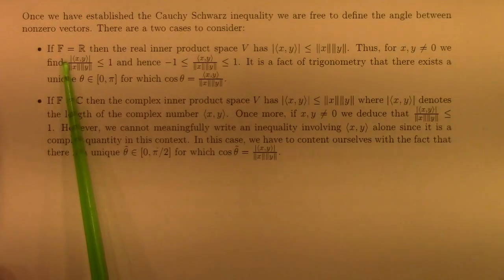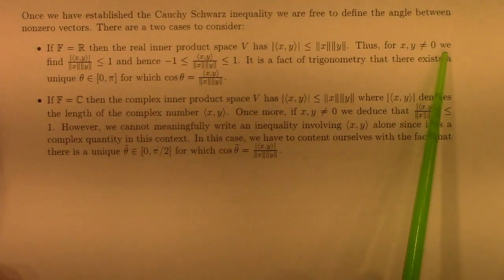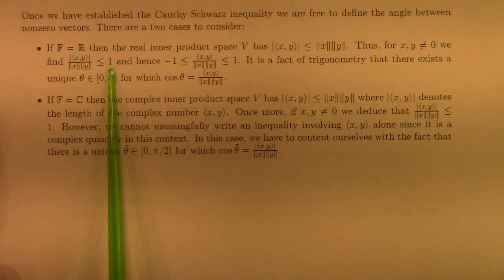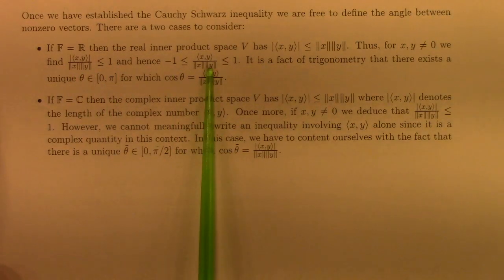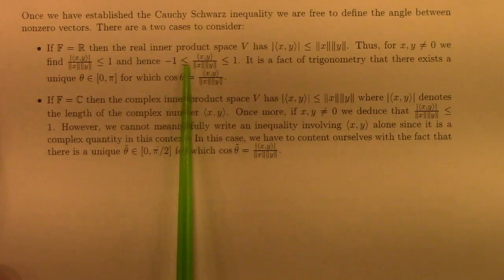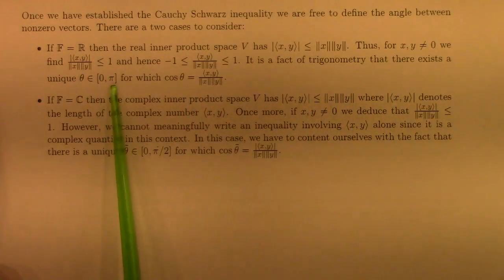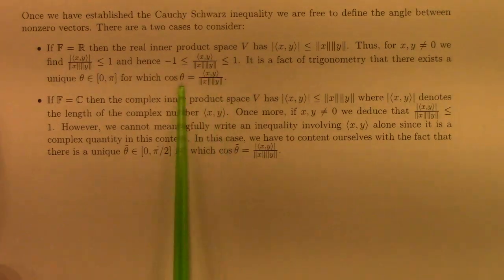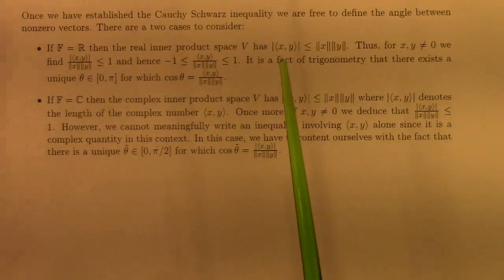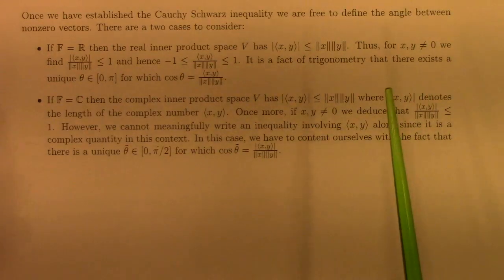So if we're working over the real field, then we have, of course, the Cauchy Schwarz inequality, and so for x, y not equal to 0, we have that the ratio of the absolute value of the inner product of x and y with the length of x times the length of y is less than or equal to 1. Well, that means that minus 1 is less than or equal to that, is less than or equal to 1. Now I can say that meaningfully because the inner product of x and y is a real number, so I can make this inequality. And then trigonometry tells me that there's a unique theta between 0 and pi for which cosine theta is equal to that ratio, and that is the standard definition of angle. For example, if we do the dot product for the inner product, this is just the standard definition of angle between vectors in Rn.